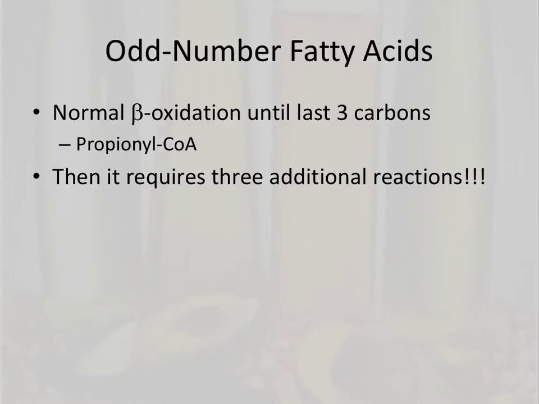So what happens is you undergo normal beta oxidation until you get to that propionyl-CoA. Once you get into 3, it can't undergo normal beta oxidation, right? It should make sense. You have to have 4 carbons, but we ultimately are wanting to make it still CoA. So it's going to require 3 additional reactions.